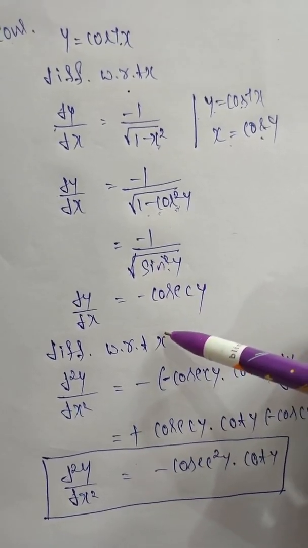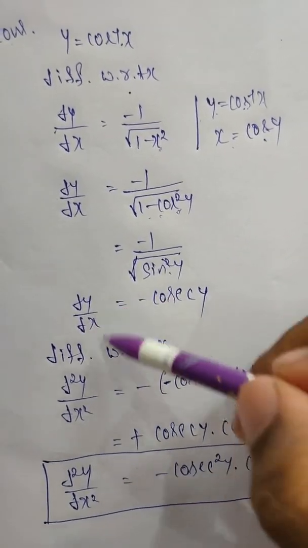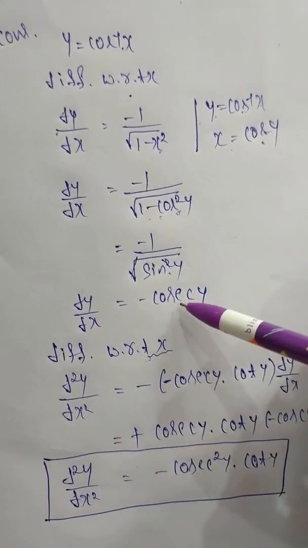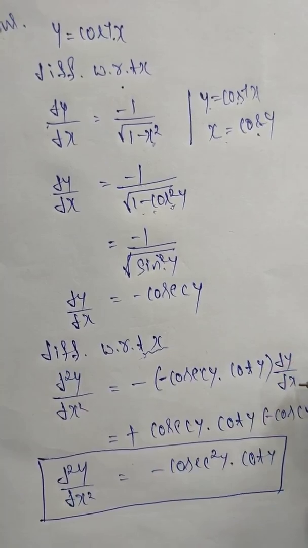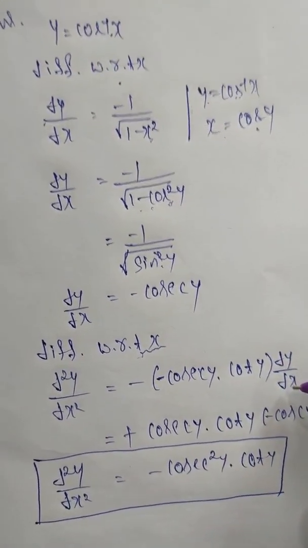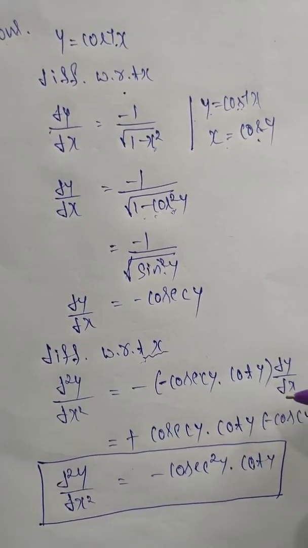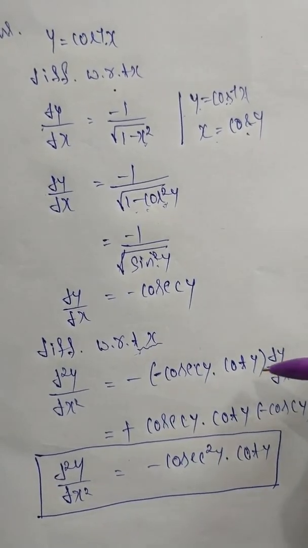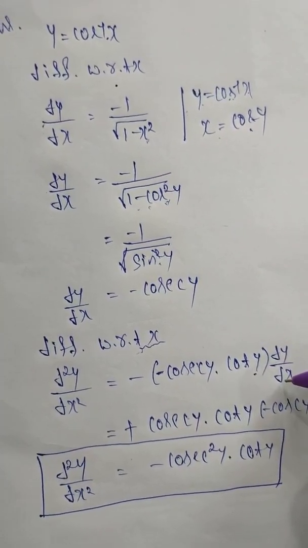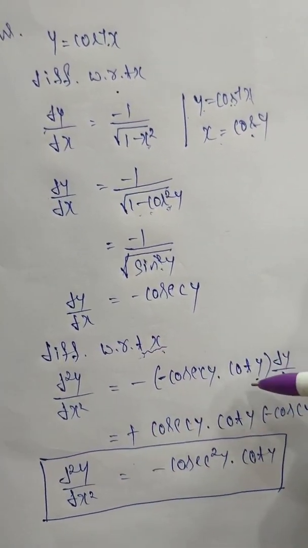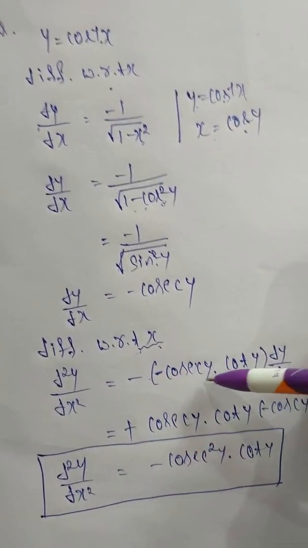Now differentiate with respect to x. This is very important. Now this will become d square y by dx square equals minus the differentiation of cosecant y, which is minus cosecant y into cot y. Again, the differentiation of y is dy by dx. It is an implicit differentiation. We already know that in implicit differentiation, wherever y exists, you want to write dy by dx. Here we have a y, so you write dy by dx. Now this minus will become plus cosecant y into cot y.